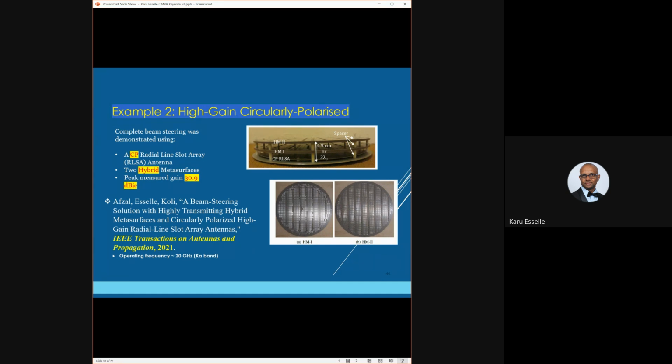We call them hybrid metasurfaces because these are printed PCBs. So you can see the cells, printed patches in a dielectric, multi-layer printed PCB. But in addition to that, if you look carefully, you can see some holes along certain lines. Those holes are to get effectively negative phase delay.